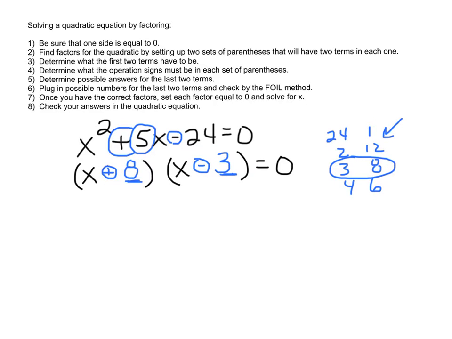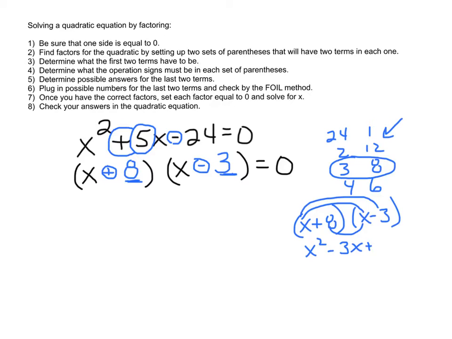Now that I have done that, I'm just going to check very quickly just to make sure that works. I'm going to rewrite what I think it is, x plus 8 times x minus 3, and apply the FOIL method. X times x is equal to x squared. Then the outer, subtract 3x. Then the inner, add 8x. And then the last, I get subtract 24.